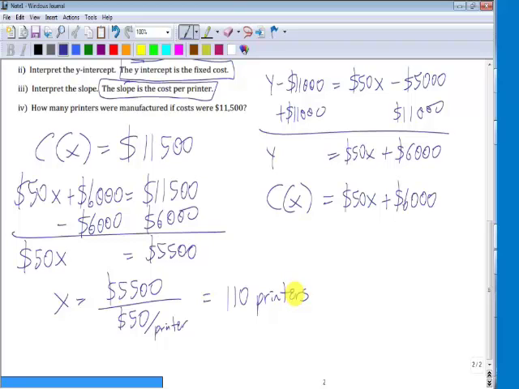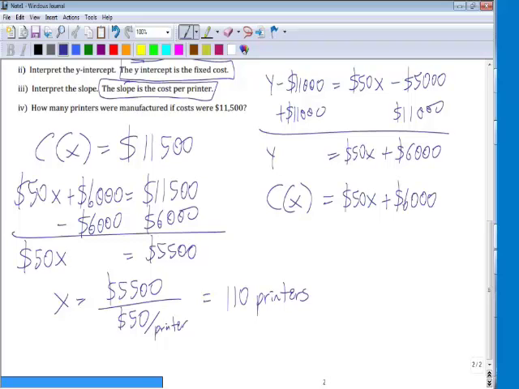So key questions, and look for questions like this on the test. Interpret the y-intercept. Put together some sort of intelligible sentence. The y-intercept represents the fixed cost. You can elaborate. You could say it's independent of the number of printers manufactured, something like that. Or you could just say fixed cost. Those would be key words that I'd be looking for there, fixed cost.